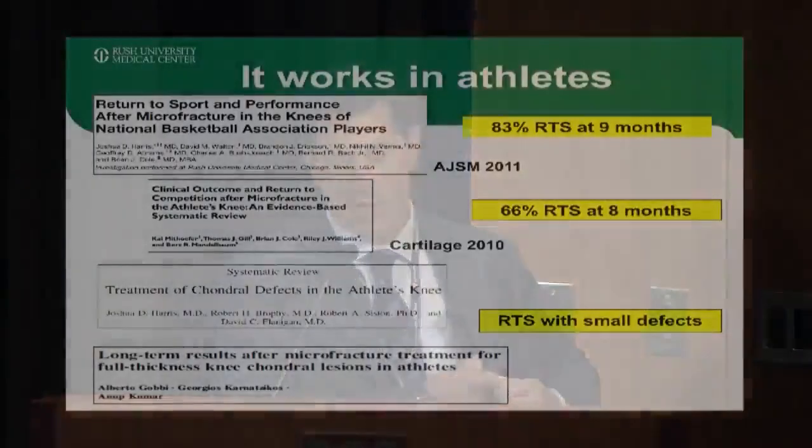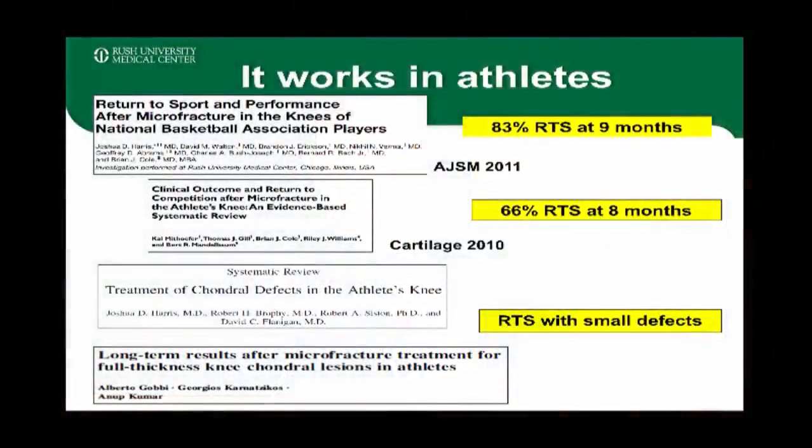But most literature does show some age-related differences around the cutoff of 35 to 40 years. There's also literature that shows that marrow stimulation could work in athletes, and these are typically athletes with smaller defects. And again, these are level 4 series, right? But suffice it to say, much of what we're making these conclusions on is level 4 data.